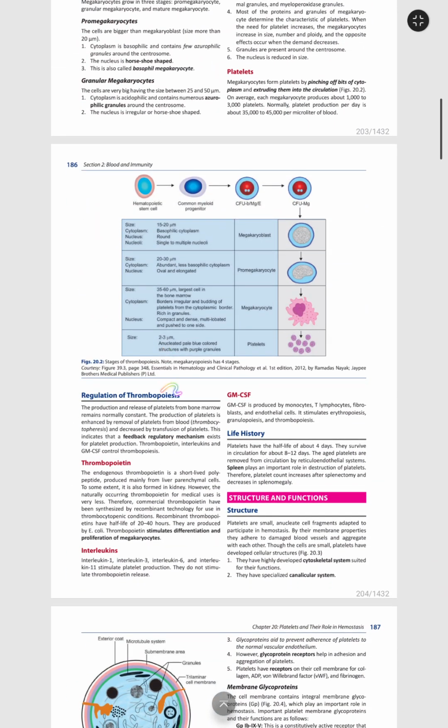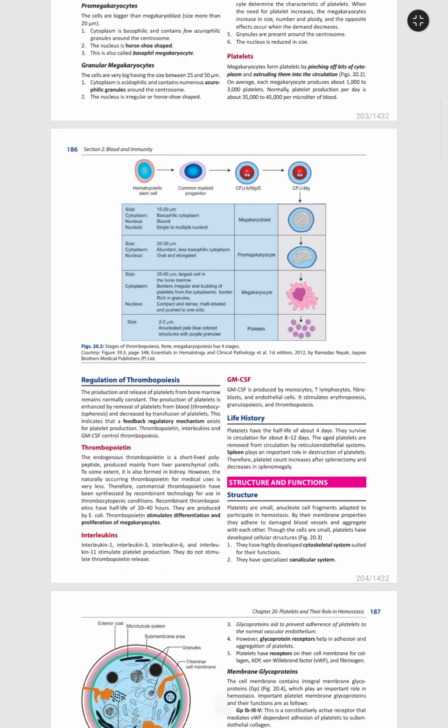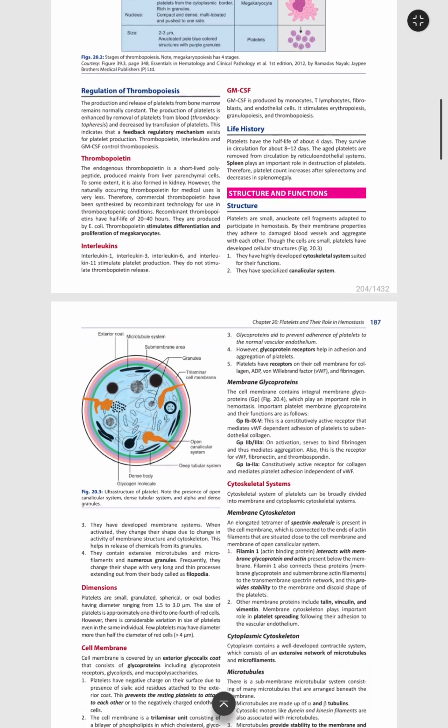Now regulation of thrombopoiesis: thrombopoietin. It is produced by the liver and works using a feedback regulatory mechanism. Interleukins and thrombopoietin stimulate the production.